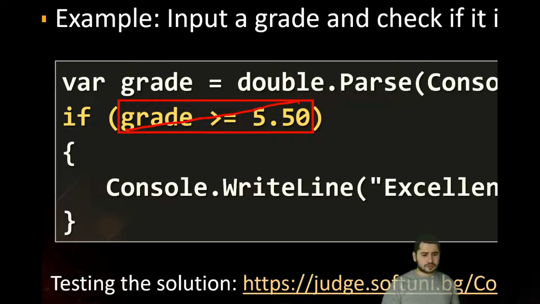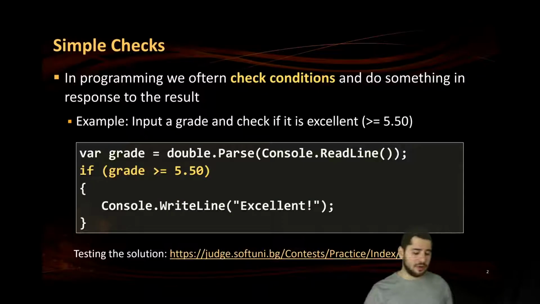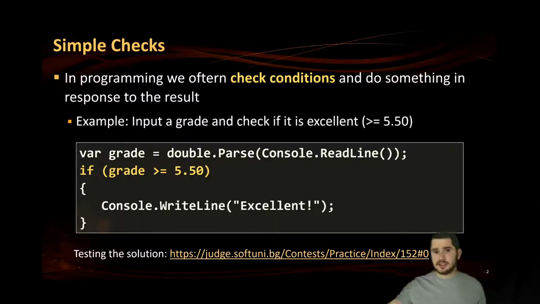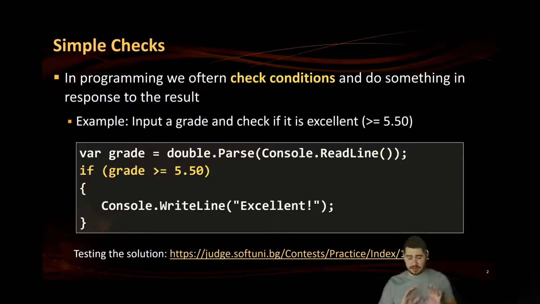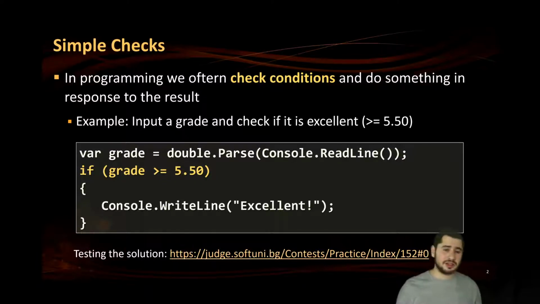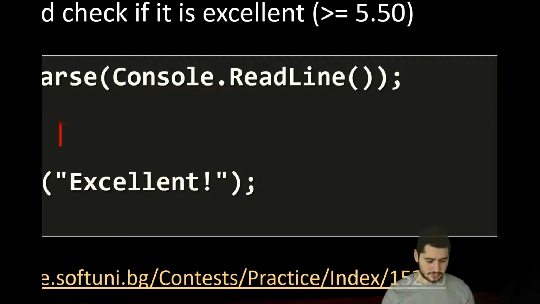So we have an example here. What's the example? Imagine that some person inputs you a grade. That's the grade he has in his math subject in school. And you want to output the message excellent if the grade is greater than 5.5. Now, this might be a bit unfamiliar to you depending on what region you're living in, but here we're using the Bulgarian grading system. The Bulgarian grading system contains the grades 2, 3, 4, 5.